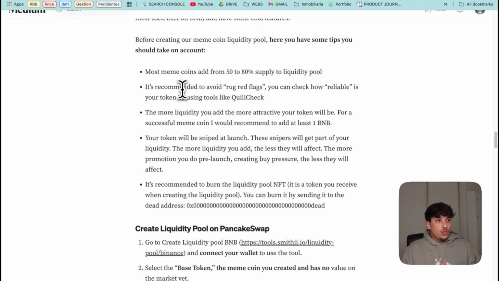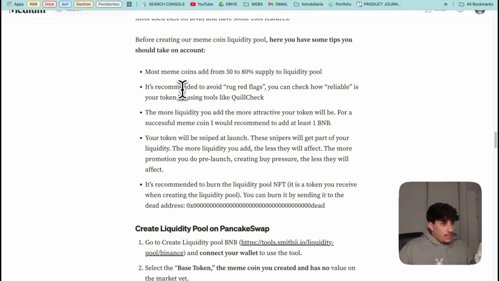Also, usually when we are creating a liquidity pool, it's normal that you add at least 1 BNB so far. That will be a really decent amount in order to reach a high market cap. With less than 1 BNB, it's difficult to reach a 100,000 market cap or even a 1 million market cap.